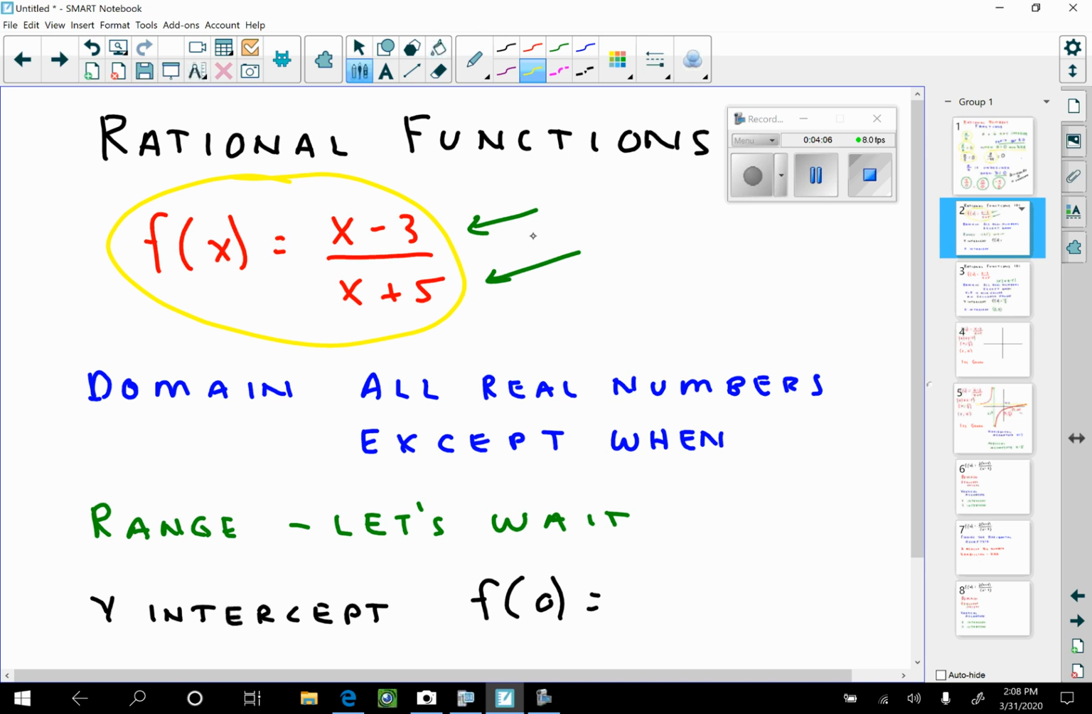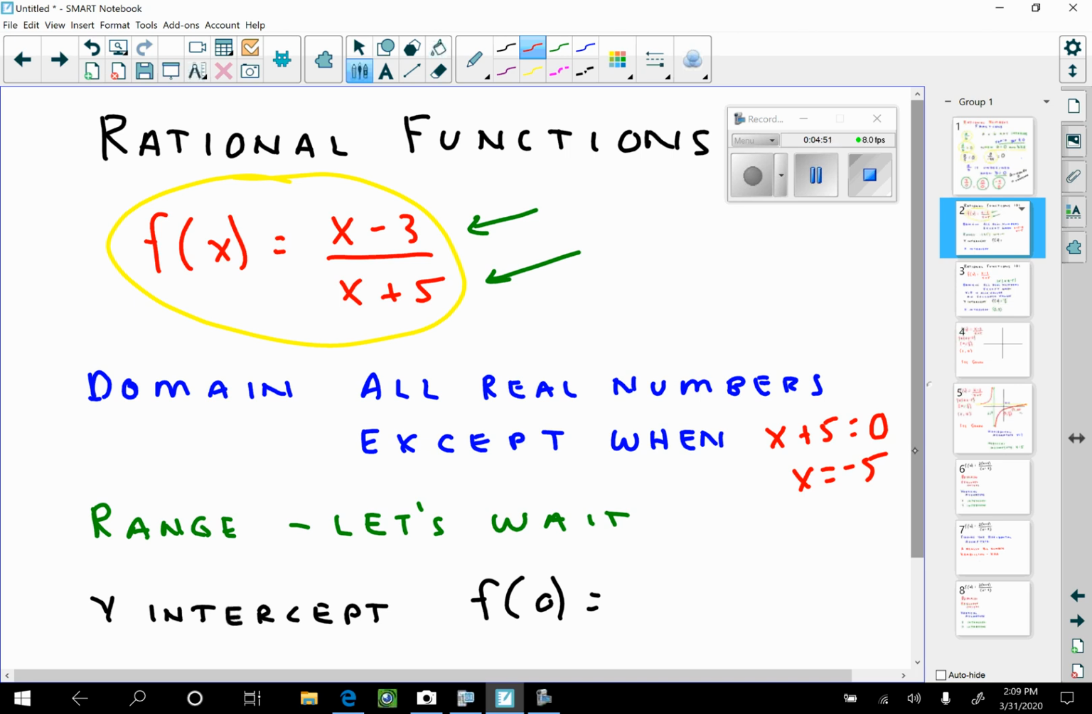Okay, so the first thing we're going to do, and the first thing we did when we analyzed any functions, we had quadratic functions, we did a little bit of square root functions, is we find the domain of the function. So the domain of this function is going to be all real numbers except when x plus 5 is equal to 0. Why? Because you cannot divide by 0. So the domain is all real numbers except when x plus 5 is equal to 0, i.e. when x is equal to negative 5.